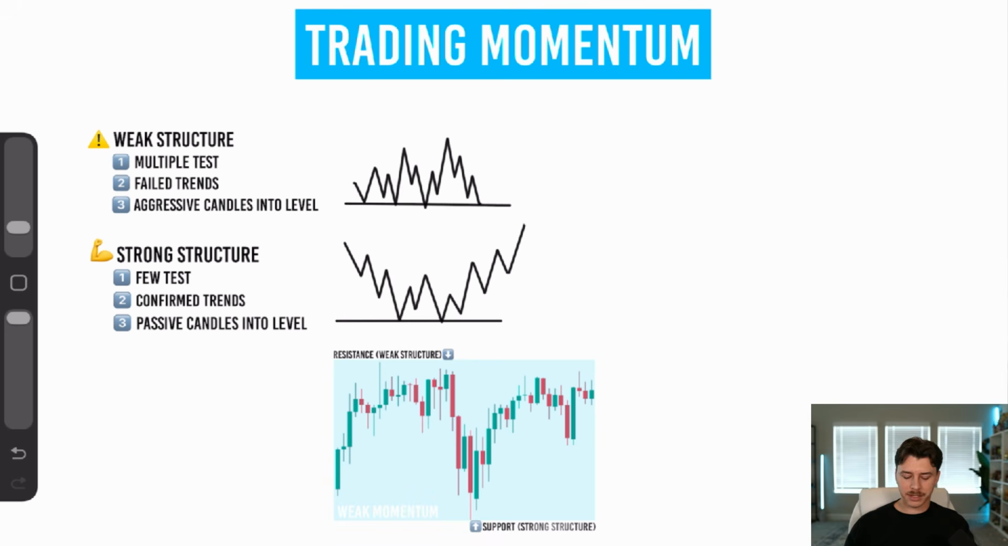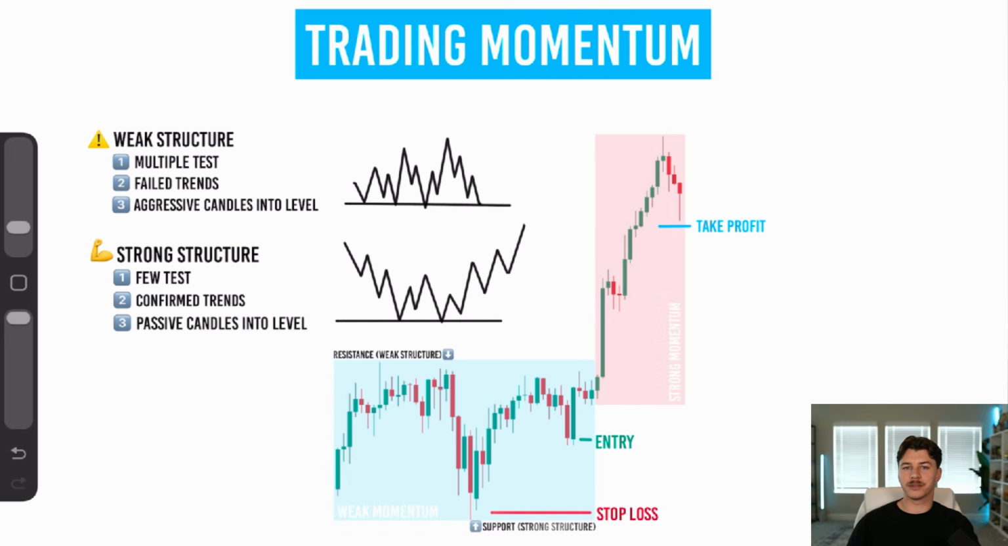So knowing that, we look at this resistance level in our weak momentum move, and we see that we've tested it multiple times. This shows a lot of buying activity into this level. The more we've tested that level, the more it actually weakens. We also have failed trends. Price is unable to create a lower high. In fact, we're creating higher lows into this resistance level. The last thing we're looking for is aggressive candles into this structure, which we see there. So if we can identify when market structure is weak and likely to break, then we can position ourselves before strong momentum enters the market.